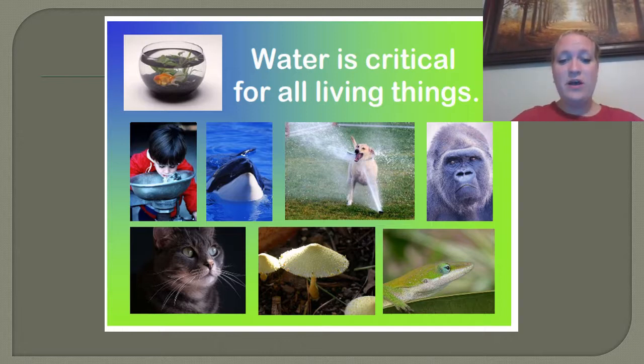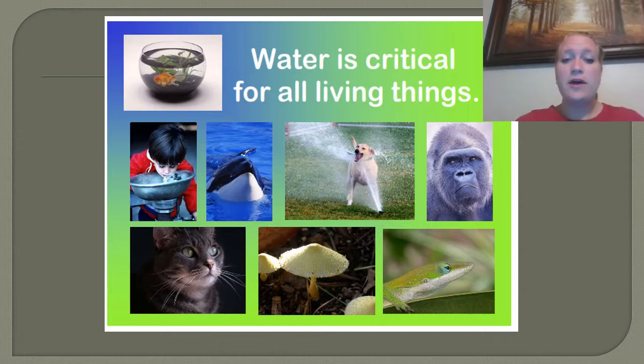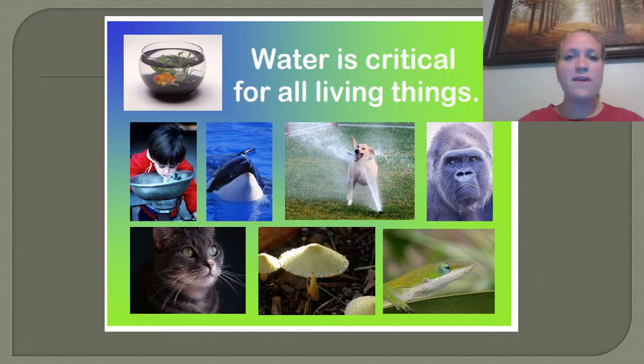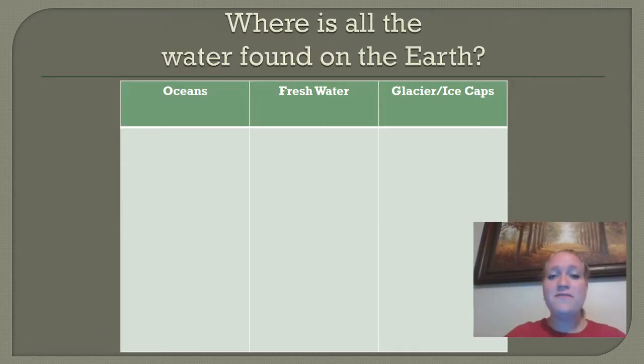So first off, we all know that water is critical for all living things. No matter if it is a plant, an animal, or a human being, we all need water to survive. So I want you to take a minute and think about, where do you find water? Some of the main places where we find water are these three categories. So water can be found in the oceans, as fresh water, or glacier ice caps. Okay.